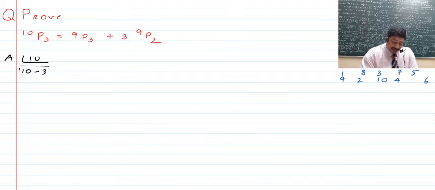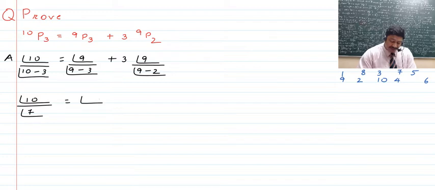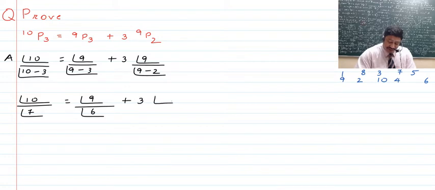10 minus 3 factorial, and this further is going to be equal to 9 factorial divided by 9 minus 3 factorial, and to that is going to be added 3 times 9 factorial divided by 9 minus 2 factorial. Right now here children, what we can do is write the left hand side as factorial 10, and in the denominator we have factorial 7, and in the right hand side we have factorial 9 divided by 9 minus 3, that is factorial 6, and to that children is added 3 times factorial 9 divided by factorial 7.